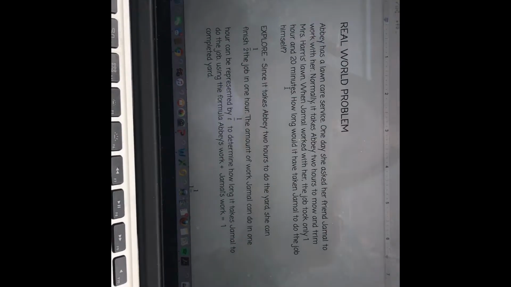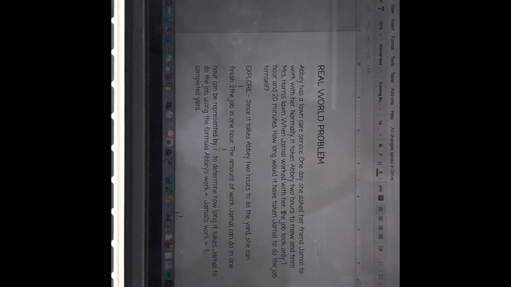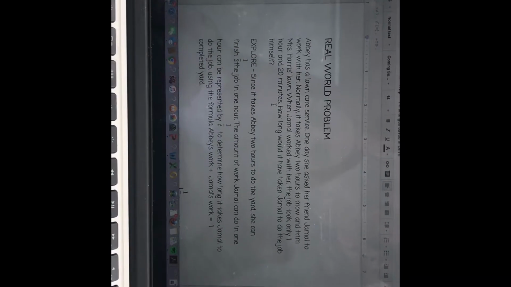So I'm going to read the problem to you, and it says, Abby has a lawn care service. One day, she asked her friend Jamal to work with her. Normally, it takes Abby 2 hours to mow and trim Miss Harris's lawn. When Jamal worked with her, the job took only 1 hour and 20 minutes. How long would it have taken Jamal to do the job himself? So basically we're finding out right here, how long would it have taken Jamal to do the job himself? This part.